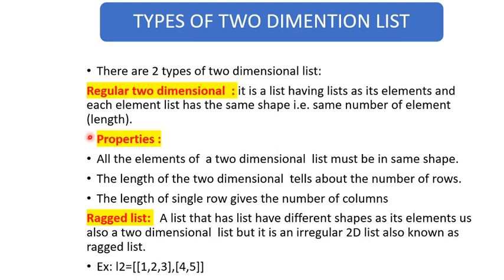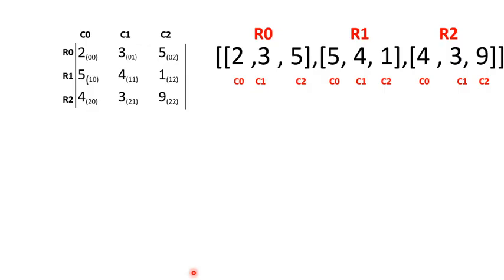Now a ragged list has a different shape for its elements. Okay, so you can see that here are three elements and there are two elements. So here the number of elements is not the same. If this is the condition, then it is called a ragged list.